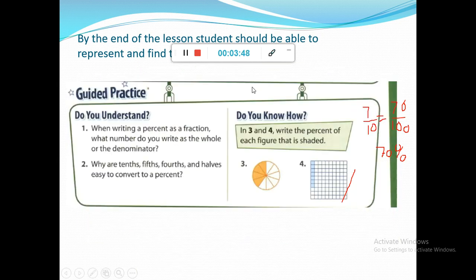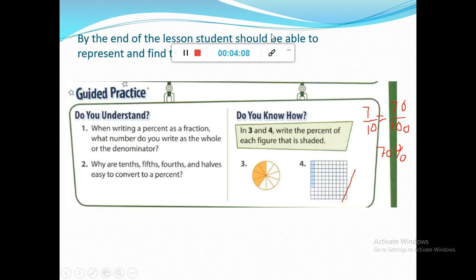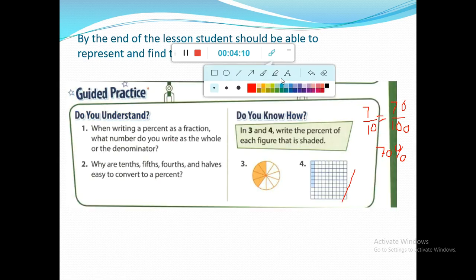Now, let me show you some examples. Here I will answer some questions. When writing a percent as a fraction, what number do you write as the whole or the denominator? Of course, I said the percent is a comparison to 100. So the denominator will be 100. The numerator will be 100.